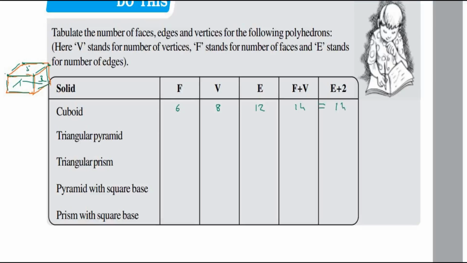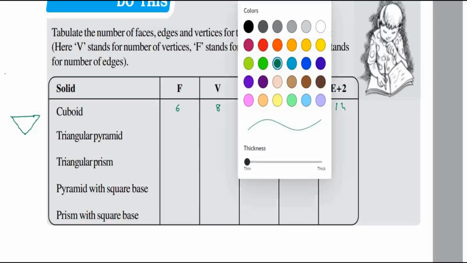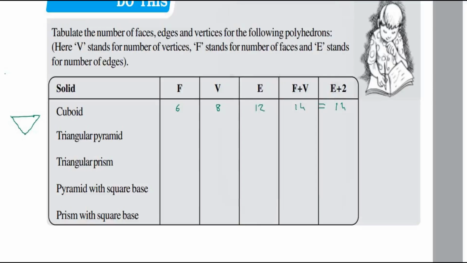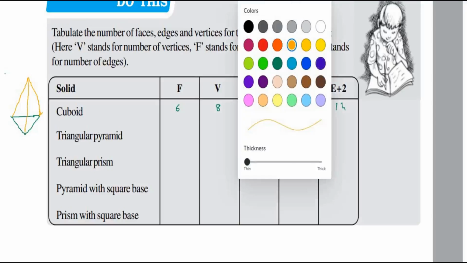Now let's take a triangular pyramid. So I'm rubbing this out. Let's take the second part. We have a triangular pyramid, meaning, friends, the base will be a triangle. The base is a triangle, and the top also will be a triangular part, like this, right?